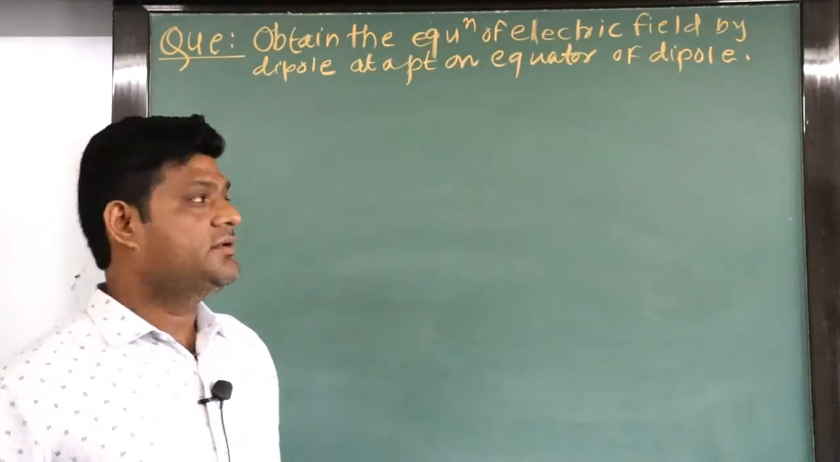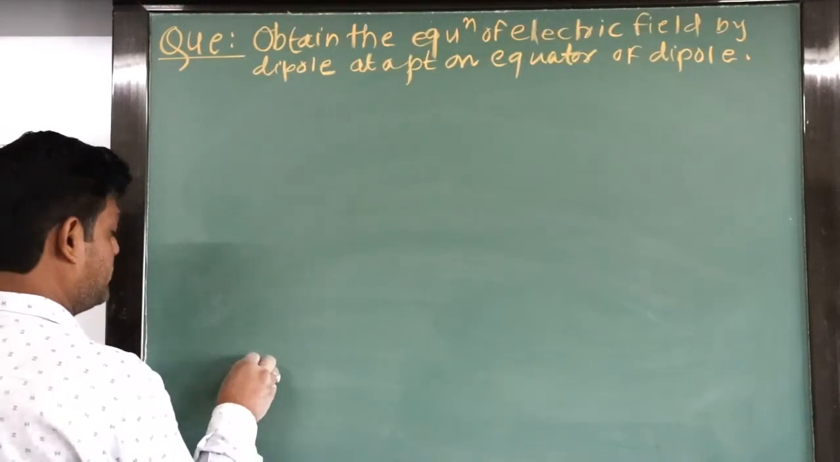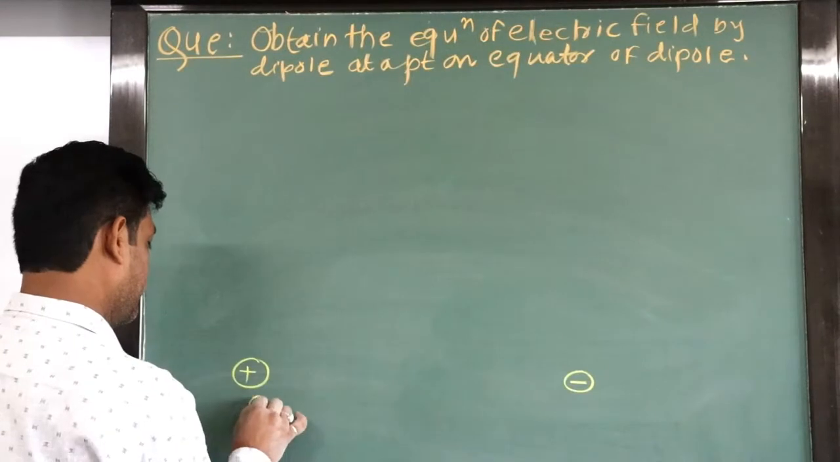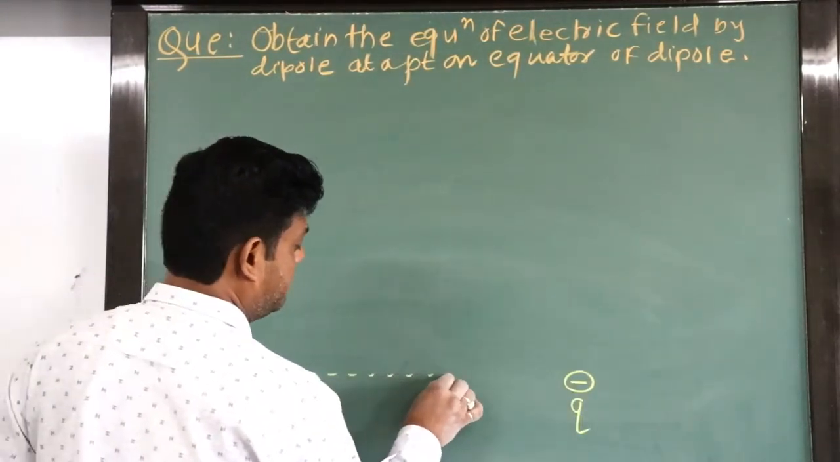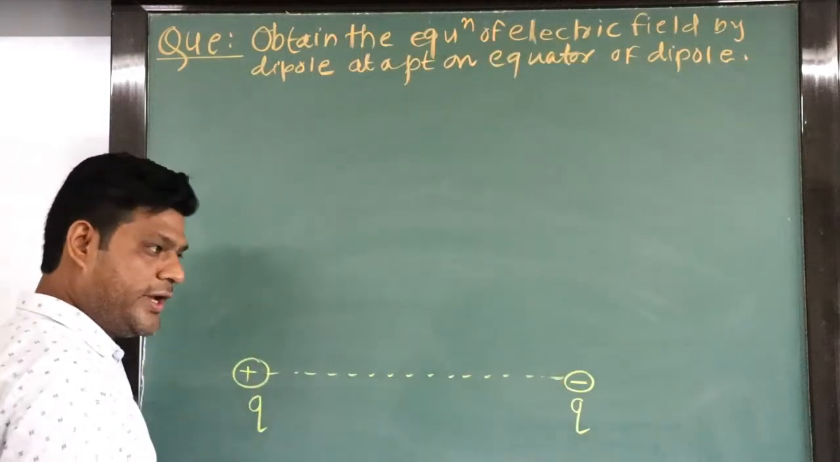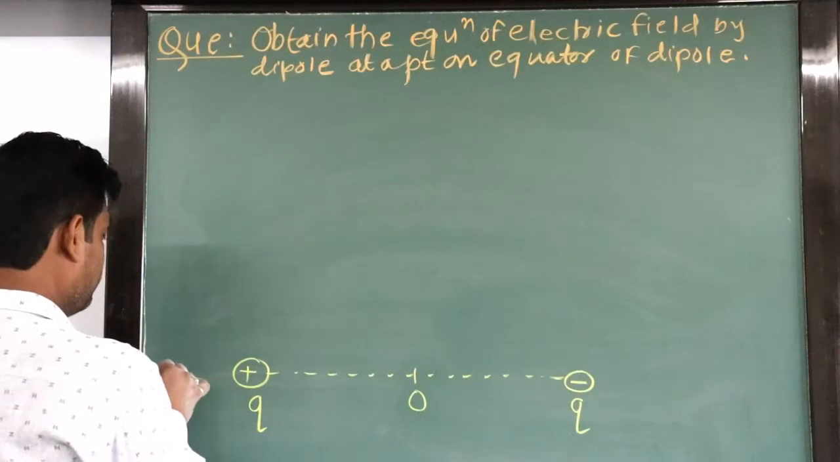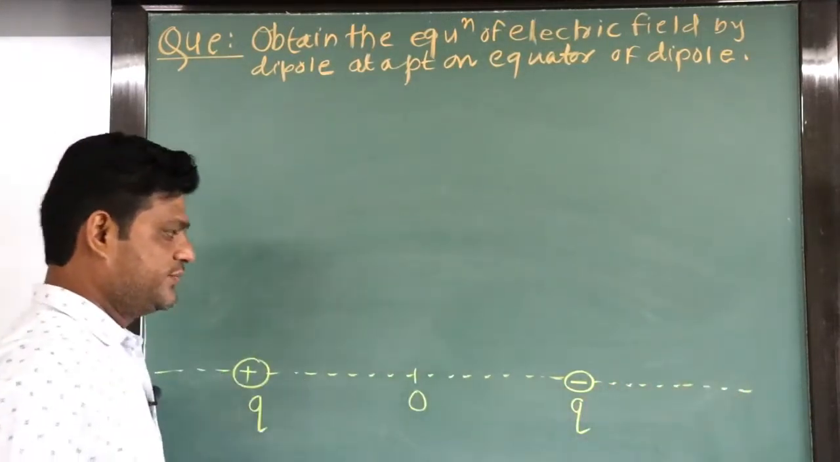See, first of all, we will draw a dipole. This is the plus q charge. This is the minus q charge, right? And these two charges are separated by some distance, that is 2a. This is the O, center of the dipole. This dotted line is the axis of the dipole.